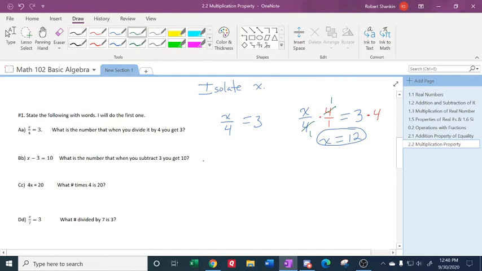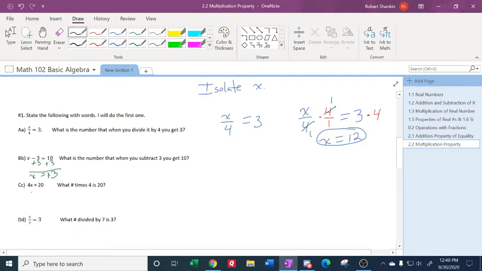So this one, the solution process is, well, we already knew this solution process. And when you come back to here, 13 is a number that when you subtract 3, you get 10. It checks. We go to this next one.